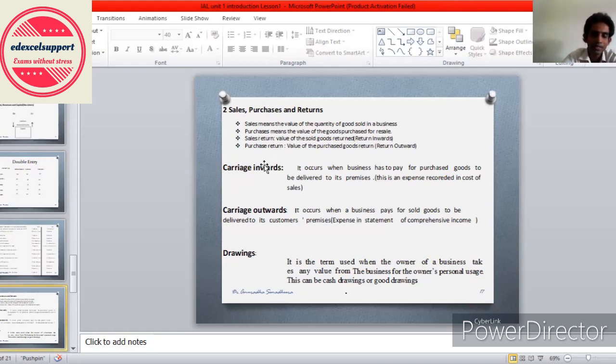Then the carriage inwards, these terms are very important. It occurs when the business has to pay for purchased goods to be delivered to its premises. It's an expense recorded in the cost of sales, carriage inwards. And carriage outwards means it occurs when the business pays for sold goods to be delivered to the customer's premises. Here it will be recorded in your statement of comprehensive income as an expense. Drawings I have already explained, so the same thing applies here.